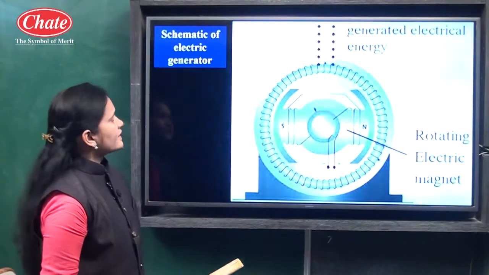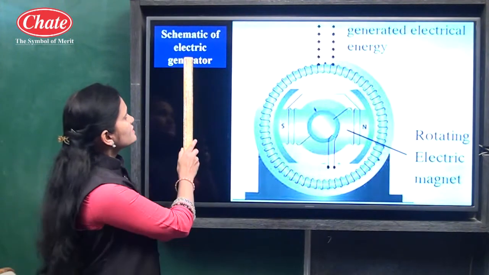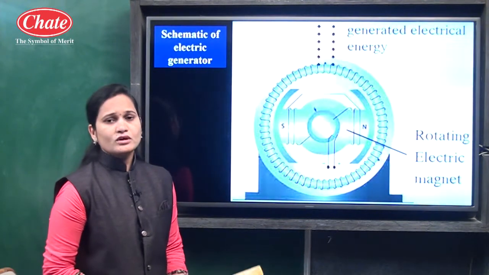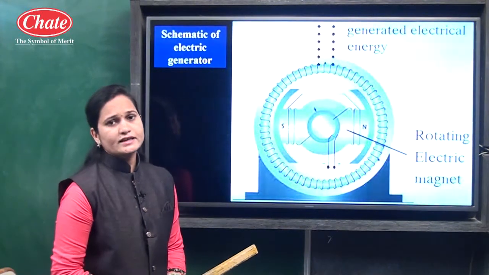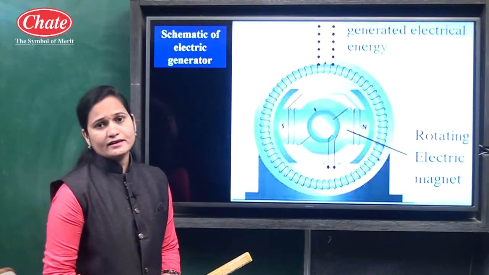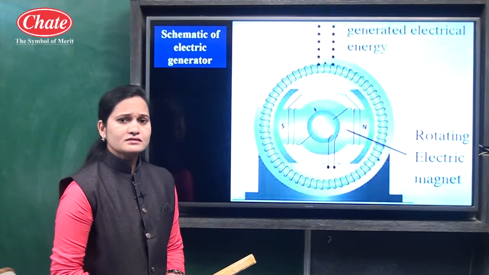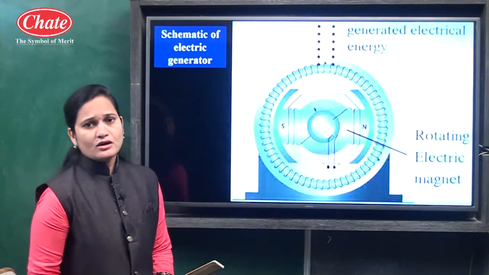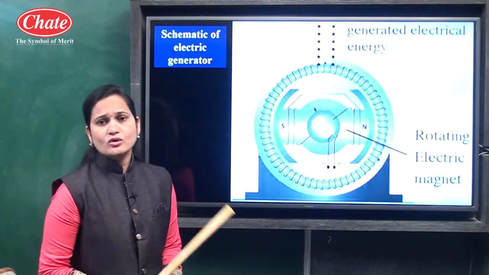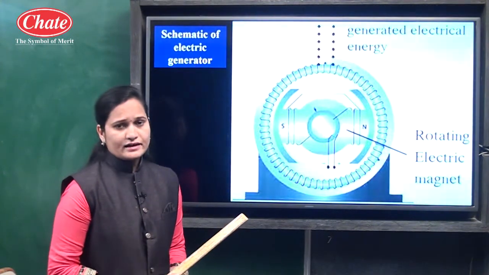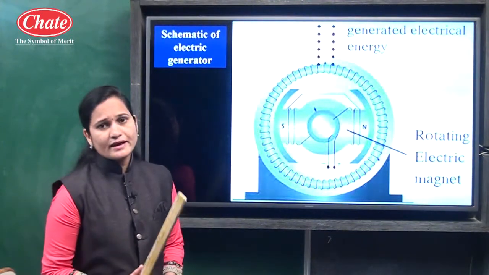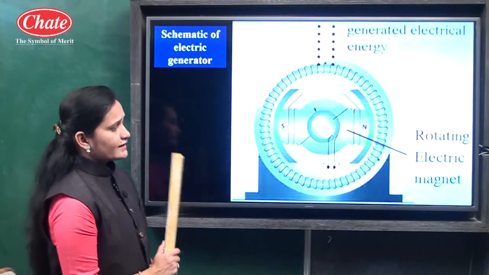Now let us see the next diagram, the schematic of an electric generator. What is the use of a generator? A generator is useful to convert mechanical energy into electric energy. Mechanical energy is the addition of potential energy and kinetic energy. So the generator is useful to convert mechanical energy to electrical energy.